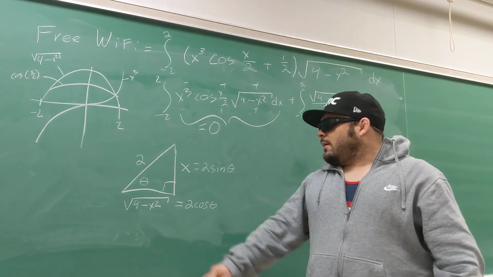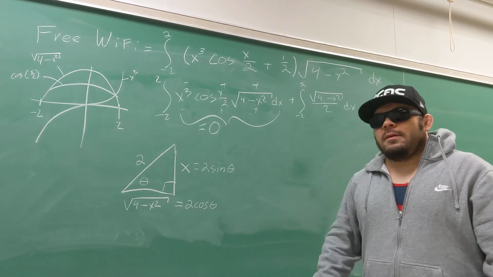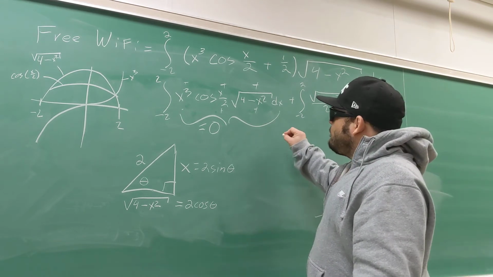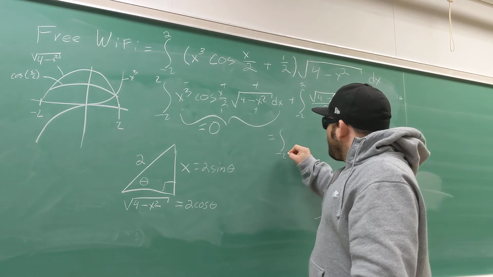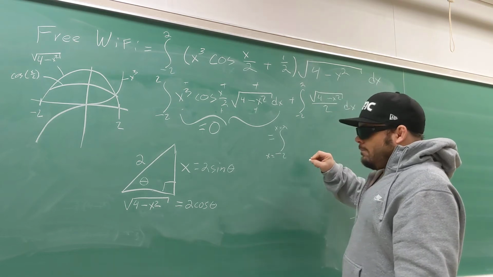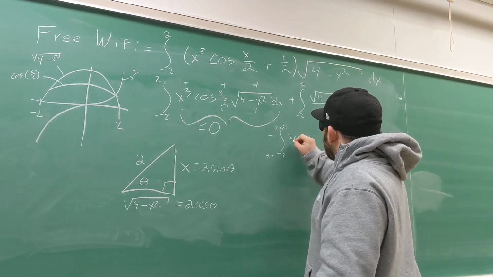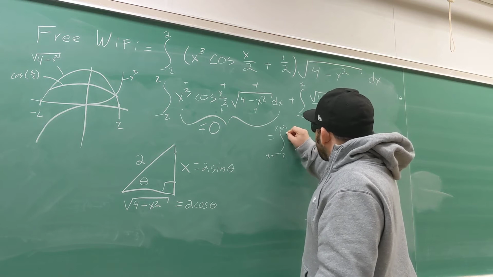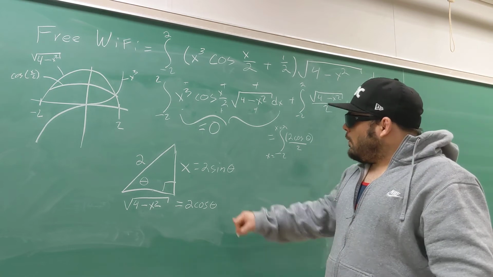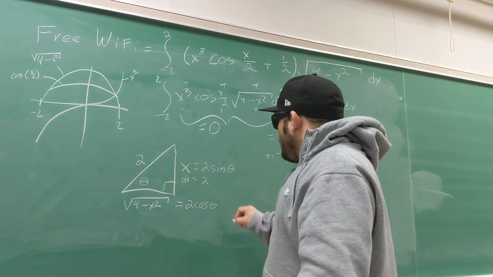But if we know our trigonometric identities, because cosine is this over this, and sine is this over this, that means we can rewrite this. What about the dx? We know x is this, so times the derivative of sine.